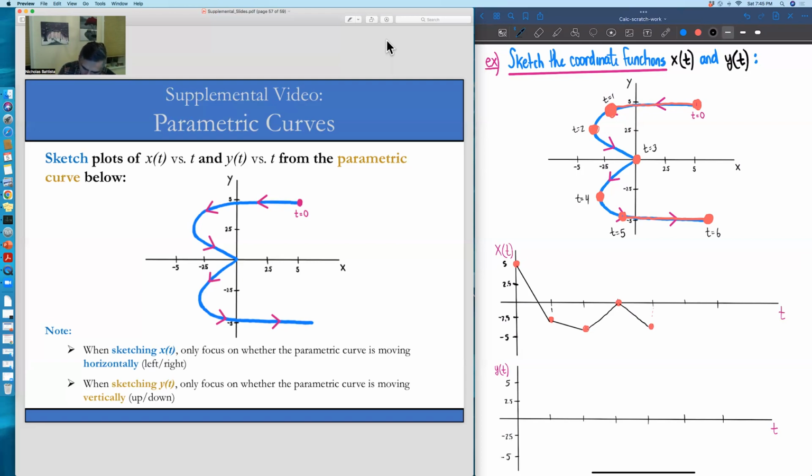And now, from t equals 4 to t equals 5, we're moving to the right a little bit, or horizontally, we're moving to the right to get to the next x value at t equals 5. And this is somewhere between minus 2.5 and 0.